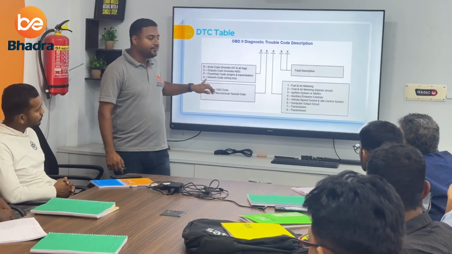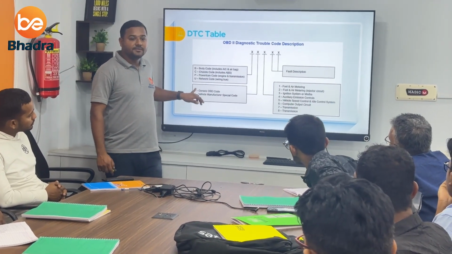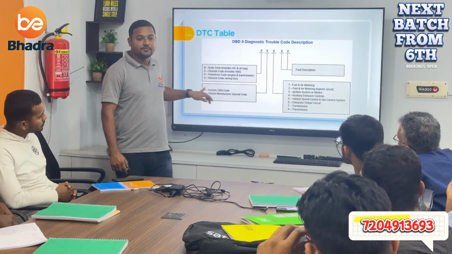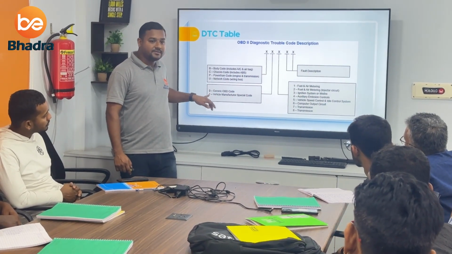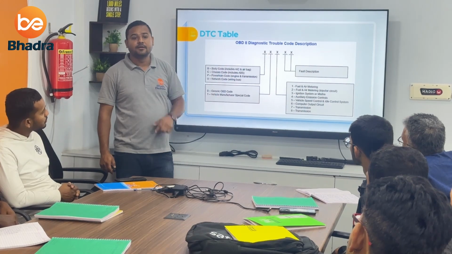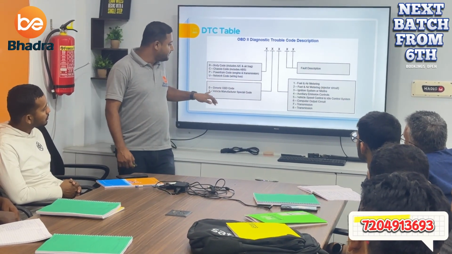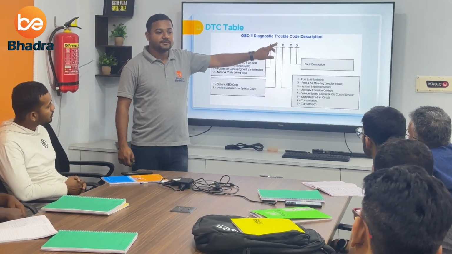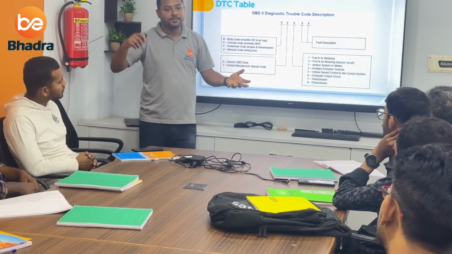P or U. The second X may be indicated as 0 or 1. 0 means in an Omni car also the same problem, in a Mercedes also the same problem. If it comes with 1, it means you need to study the company service manual compulsorily. If they mention 1 here, 0 or 1, 0 means it's a common problem in normal cars also, in premium cars also.